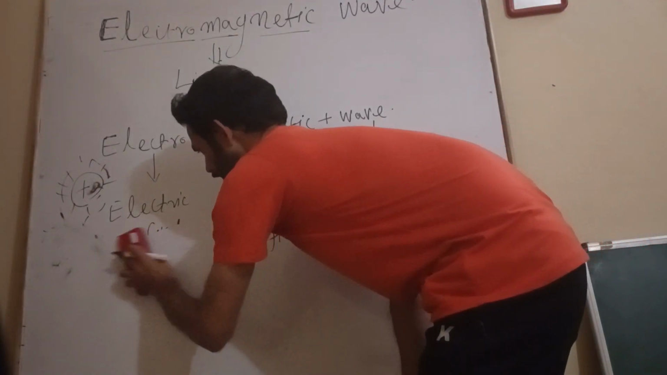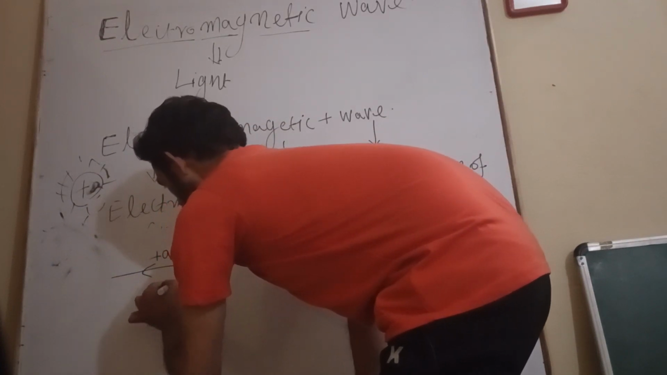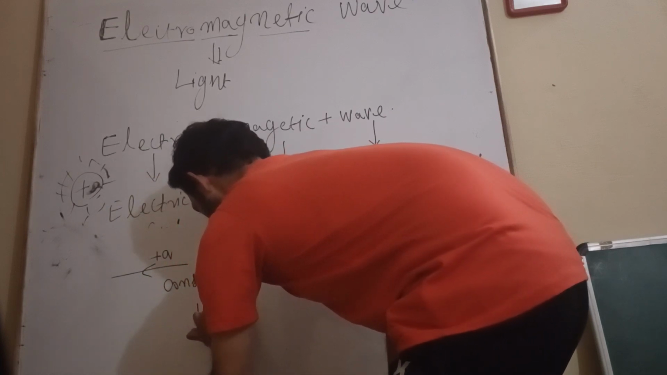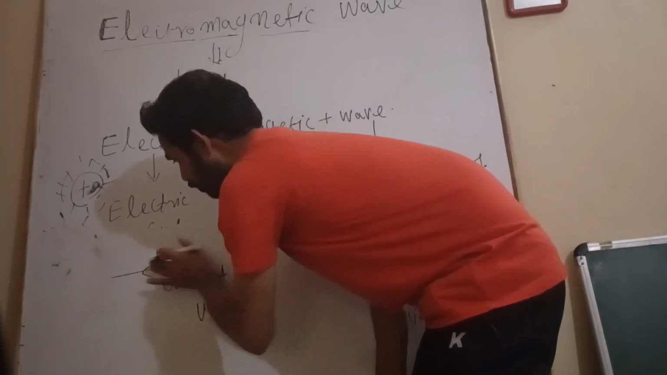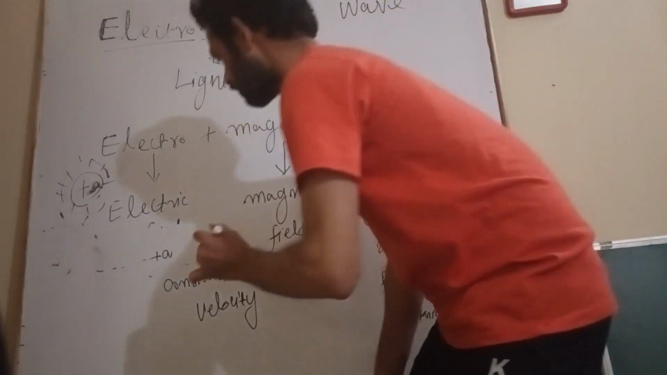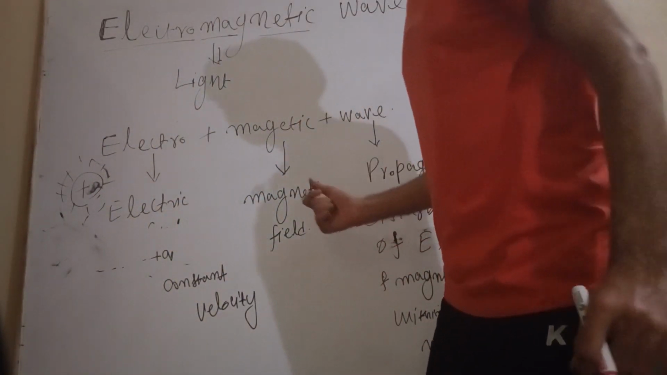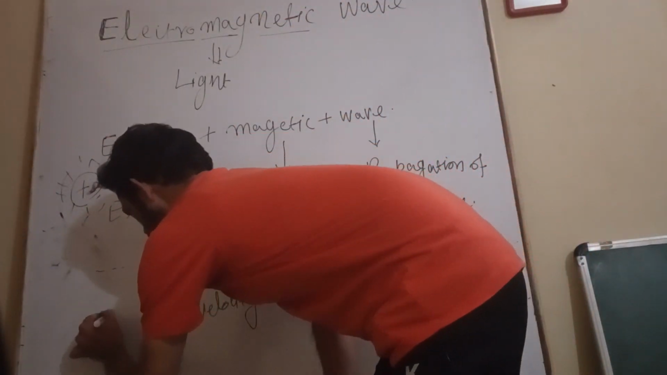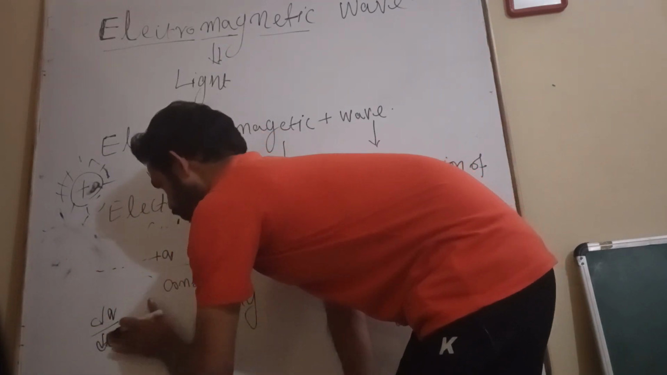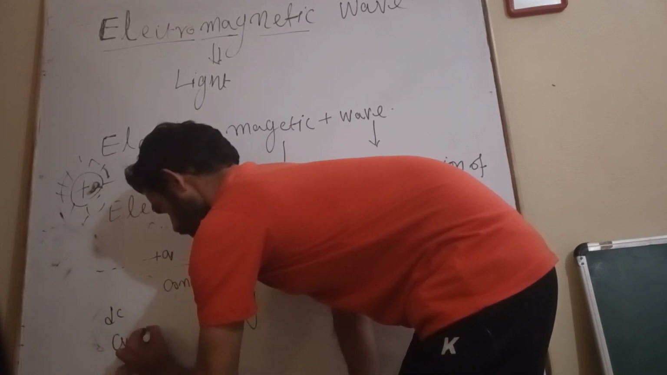And now, another way: if this charge is moving with constant velocity, then there is a current. As you know very well, current is nothing but rate of change of charge with respect to time, that is dq by dt. If it is changing with time, this is nothing but constant flow of charge. Constant flow of charge means it will give DC current.